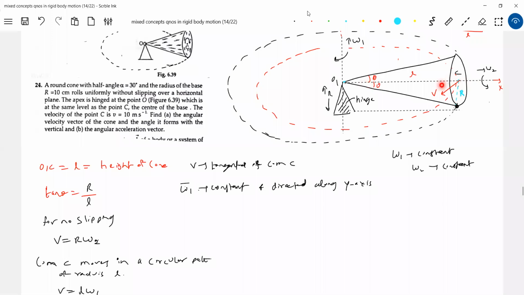But omega 2 direction, what happened? It will be along the x-axis. Now suppose this is the z-axis out of the plane. It will lie in the xz plane, then again at one instant be along the z-axis, and somewhere between the xz plane and the negative x side. At one instant it will be along the negative x-axis, and at one instant along the negative z-axis. Will you agree? If you can get this, the problem is over.